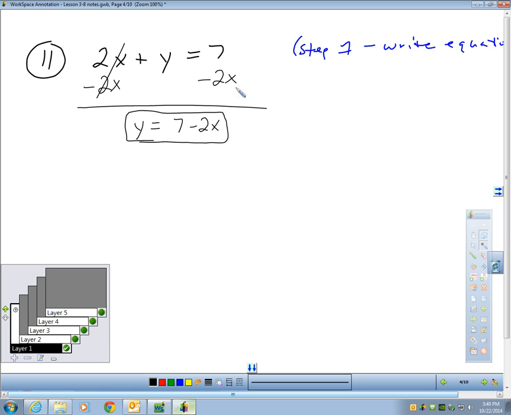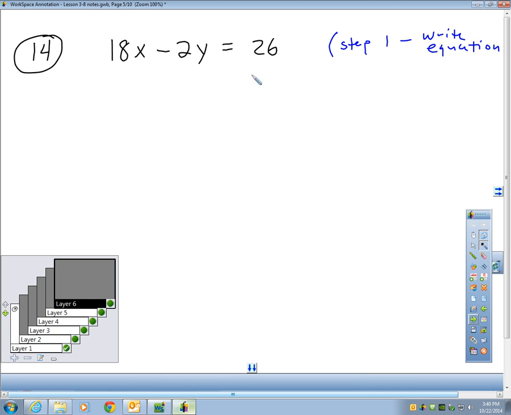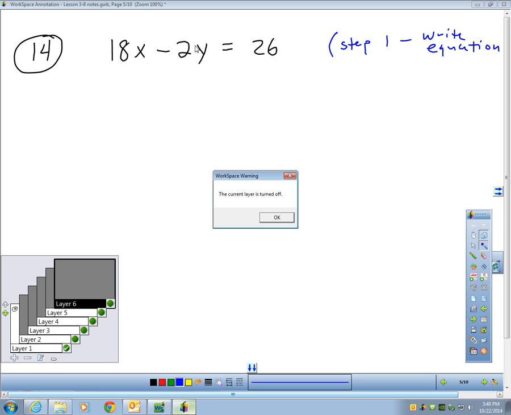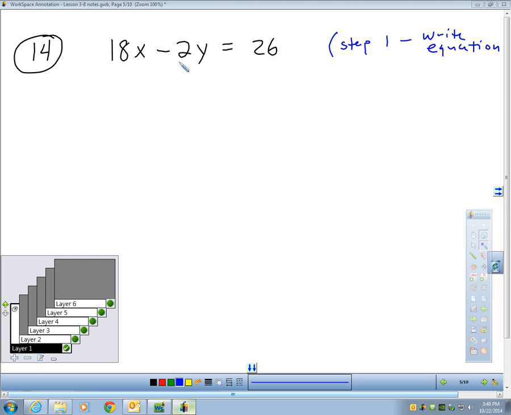We use the subtraction property of equality, and I simplified it. Okay? Let's go to 14. Again, start off, I want to rewrite this so that y is a function of x. So I wrote the equation. Now let's think about my onion. There's the center. Center of the onion's here.